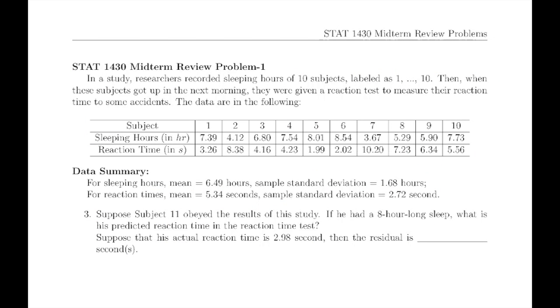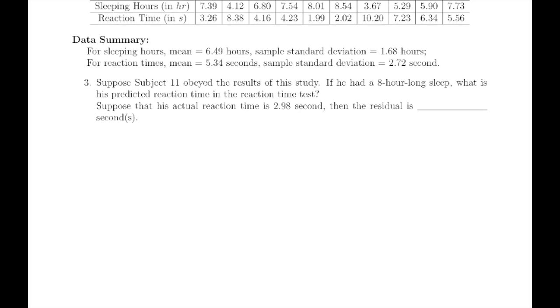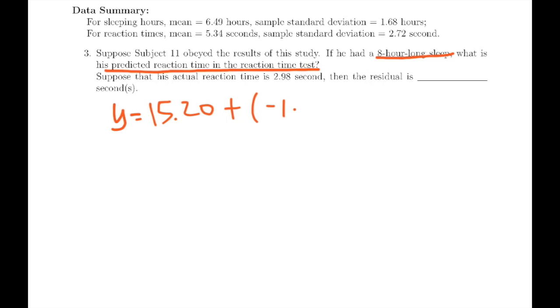Okay, next, suppose we have one more subject, that is subject 11, who obeyed the result of this study. And if he had an 8-hour long sleep, then we want to find what is his predicted reaction time in the reaction time test. Okay, so remember we have the regression line in the second part, that is given by, I will rewrite it here, y equal to 15.20 plus negative 1.52 times x. And here y is the reaction time and x is the sleeping hours.